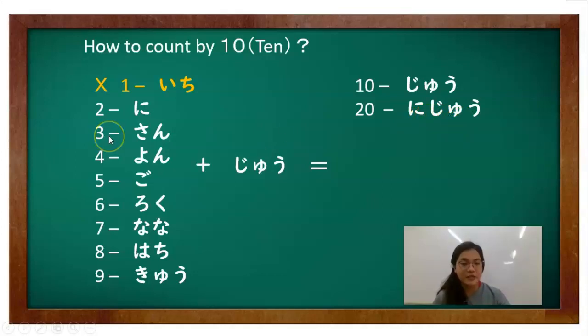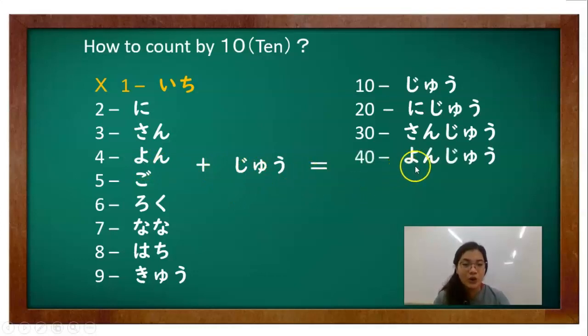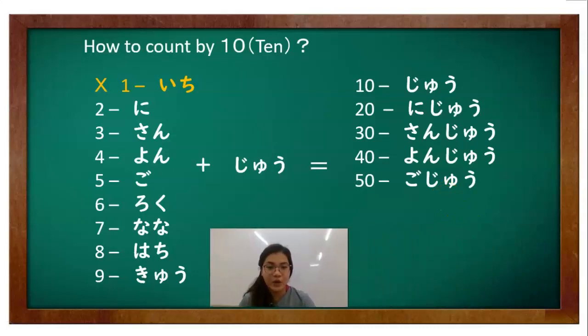Okay, how about 30? So 30 is san plus ju equals sanju. Okay? Next, how about 40? So 40 is yon plus ju equals yonju. Next, 50 is go plus ju equals goju.